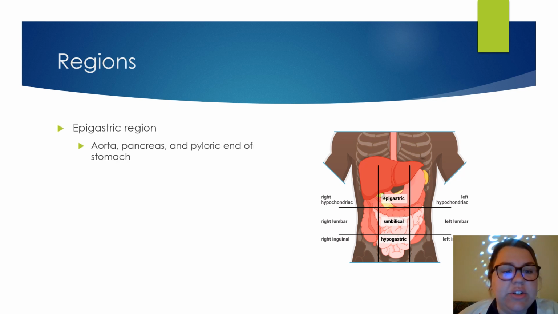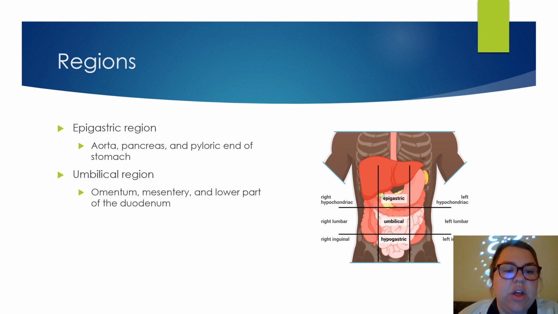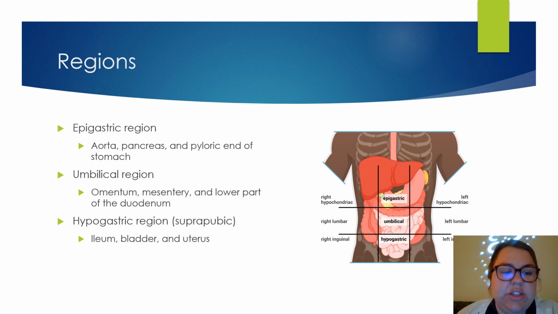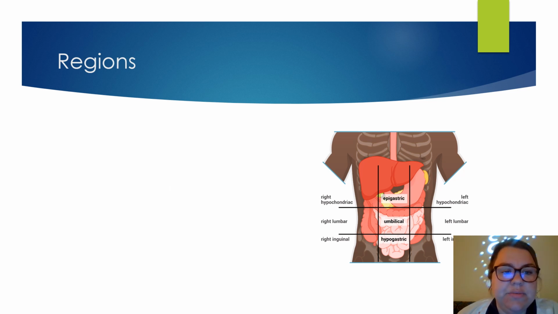There's the epigastric region that has your aorta, your pancreas, your pyloric end of the stomach. Your umbilical region has your omentum, mesentery, and the lower part of the duodenum. The hypogastric region, which is the suprapubic region, has your ileum, the bladder, and uterus.